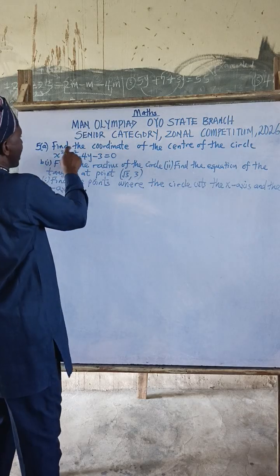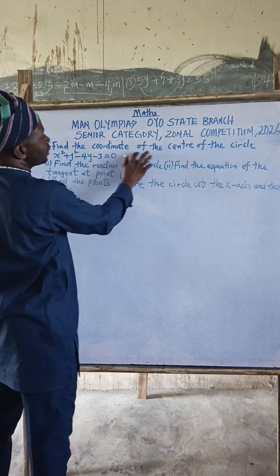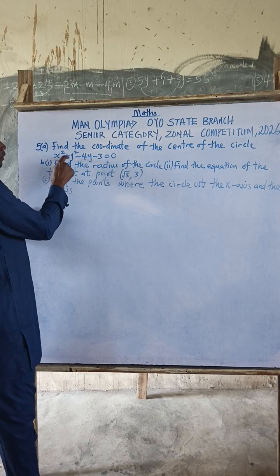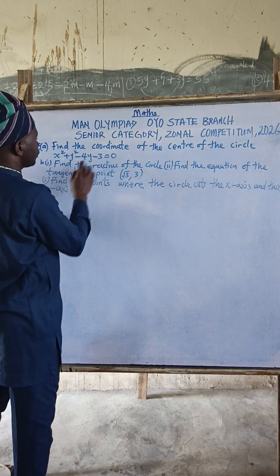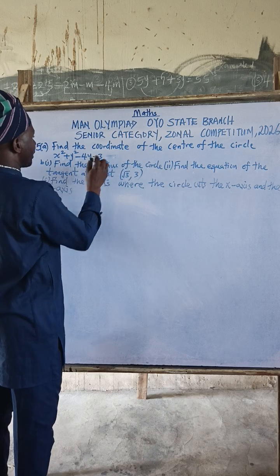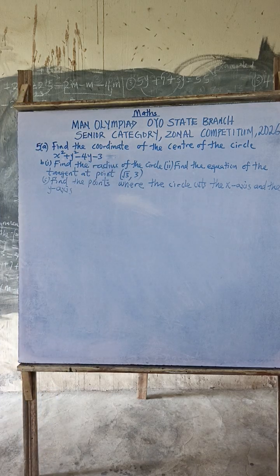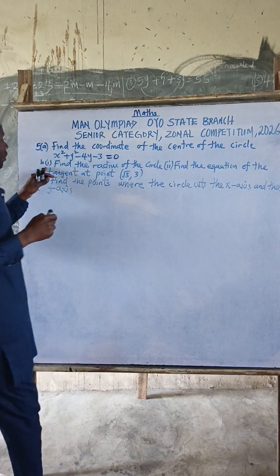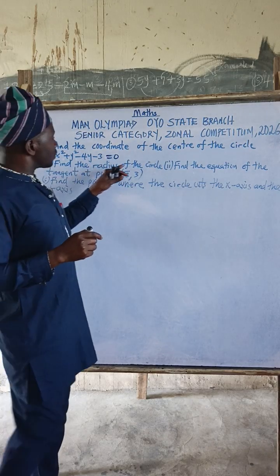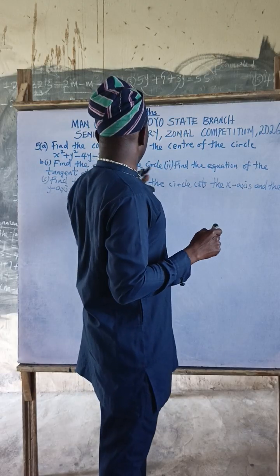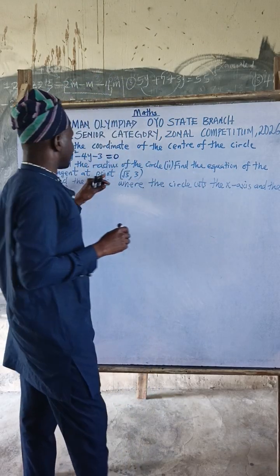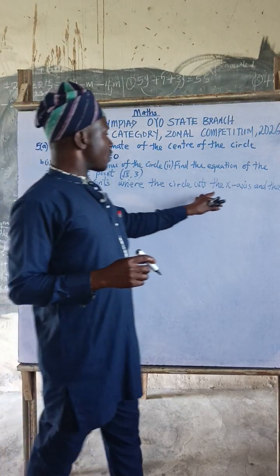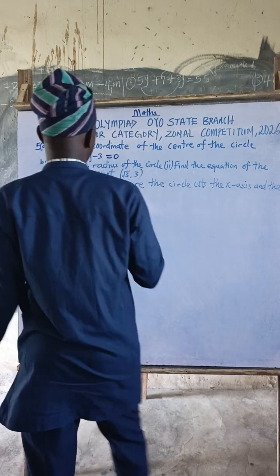Now, we are required to find the coordinate of the center of the circle. We are given the circle with this equation: x squared plus y squared minus 4y minus 3 equals 0. This has no x term. Also, we are to find the radius of the circle. That is B, Roman figure 1. Roman figure 2, find the equation of the tangent at the point (3, 3). Then C, find the points where the circle cuts the x-axis and the y-axis.